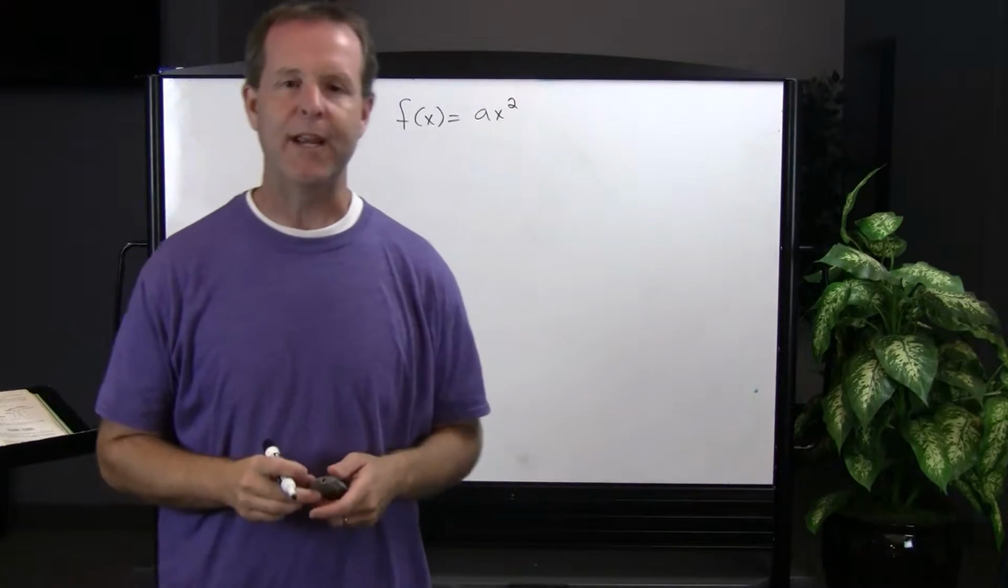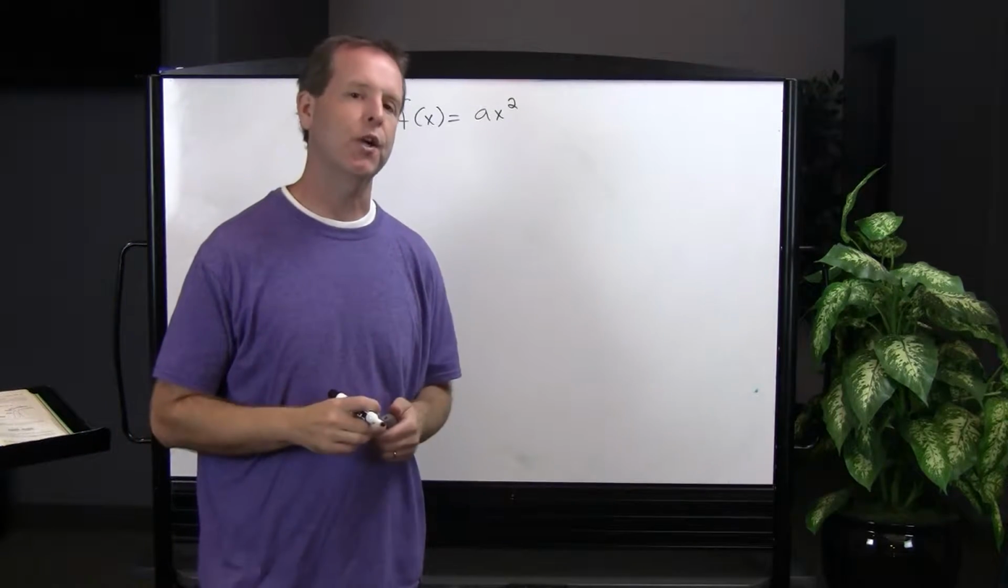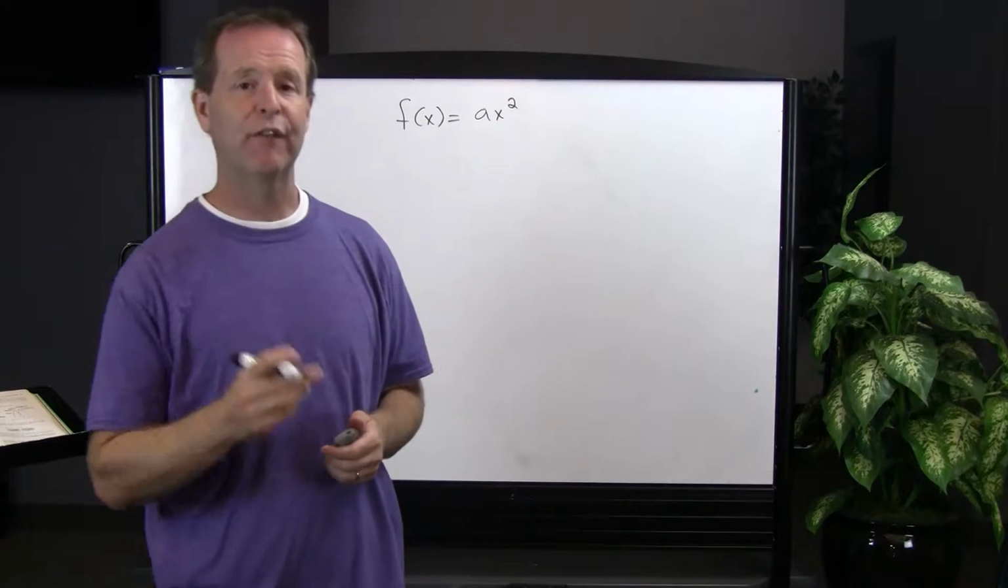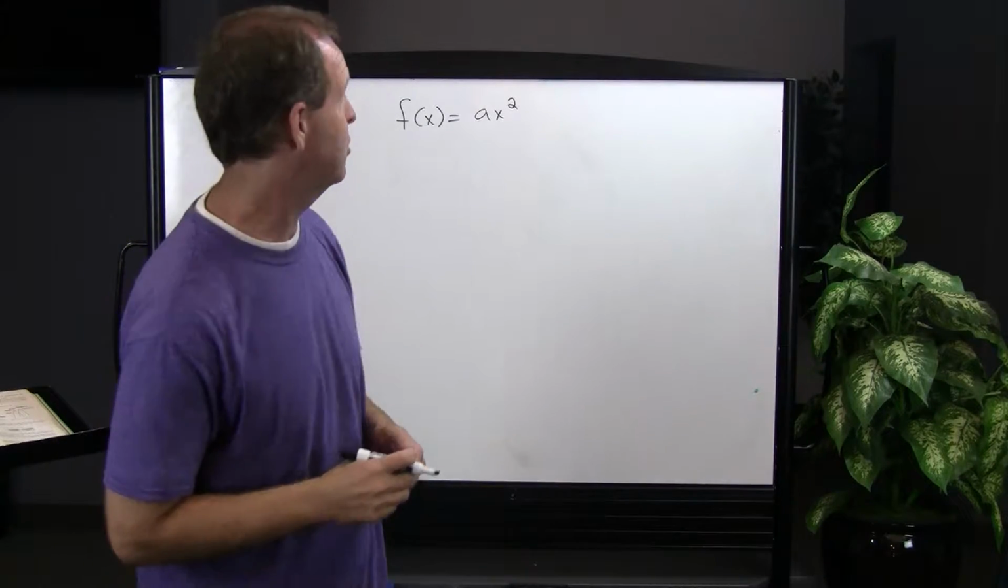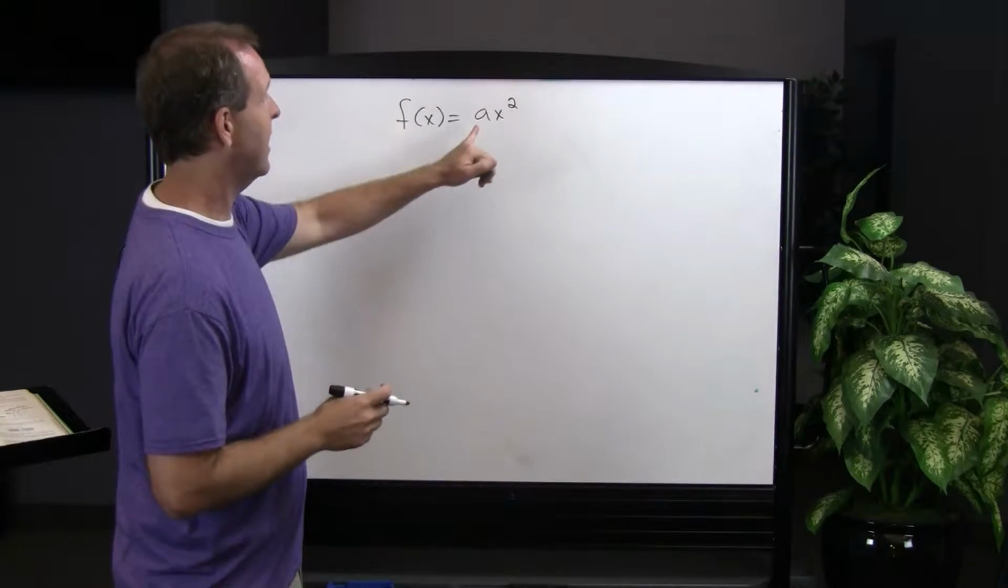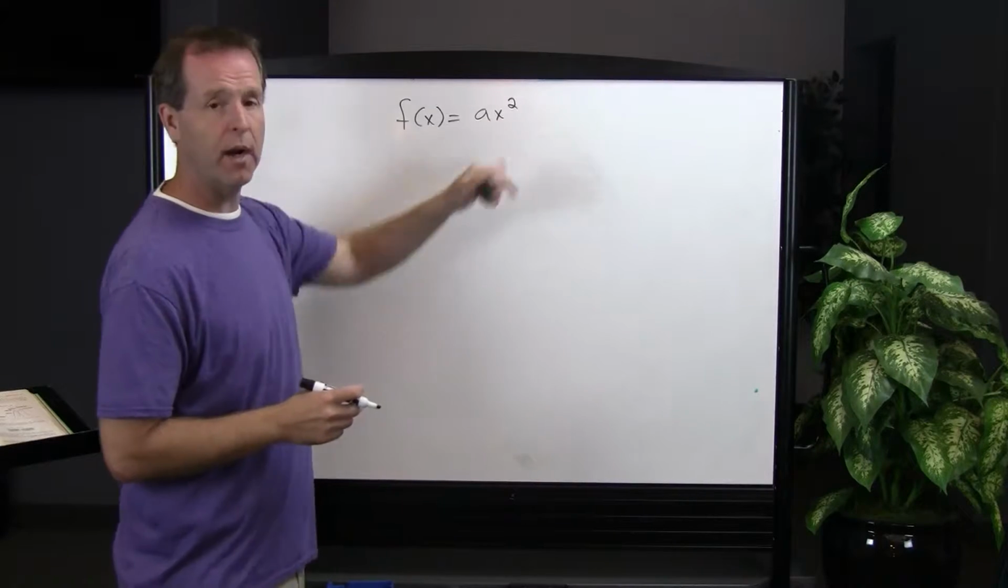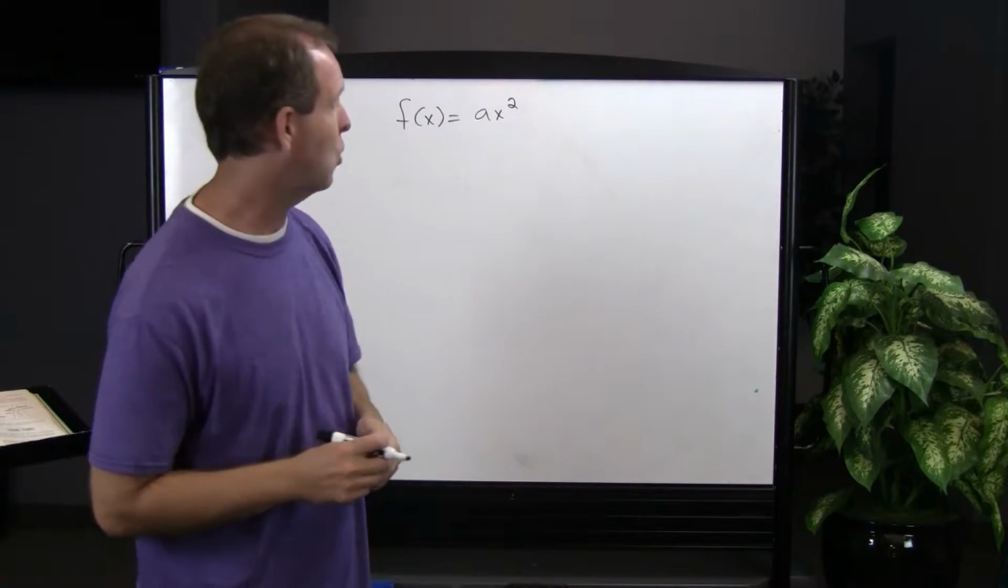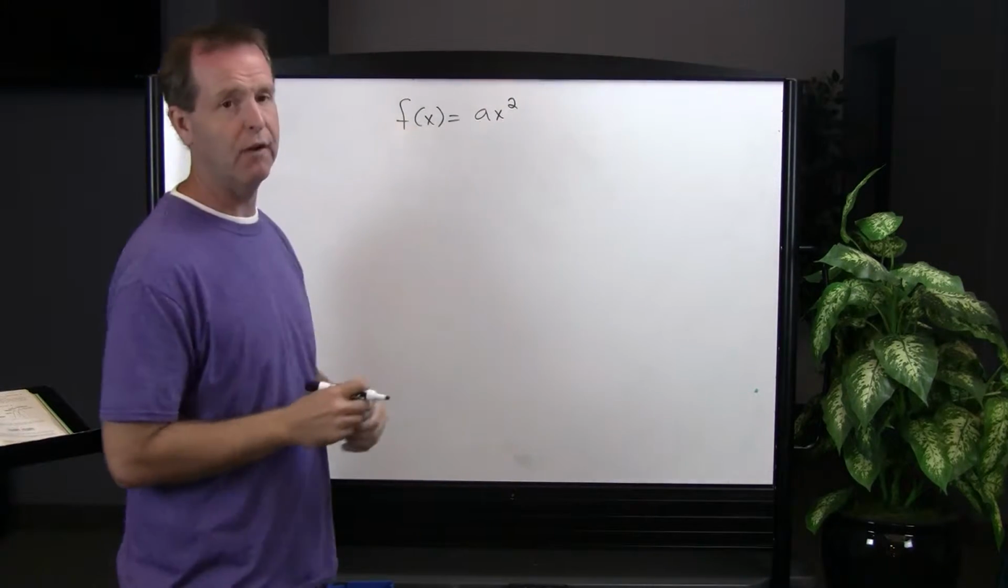By way of transformations, I want to demonstrate and show you how you can get to the standard form of a quadratic function. And as you notice, I have a basic form here. X squared is our basic parabola, or quadratic, and I have a coefficient out front of it.